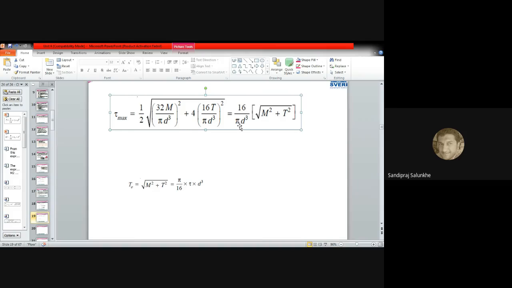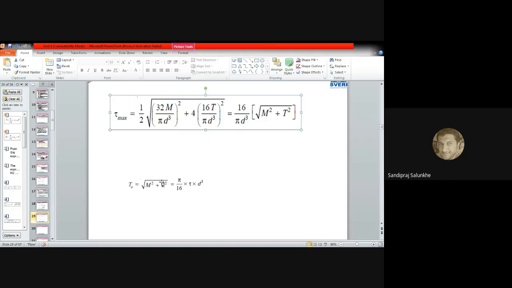Okay, we'll take this 16 divided by pi d cube as a common. Pi d cube is here, pi d cube is here, 16 is here, then 32 is here. So we are going to take this 32 as a common. Okay, so we'll get this equation as 16 divided by pi d cube into bracket M square, that is bending moment square, plus T square, that is torque square or torsional moment square.